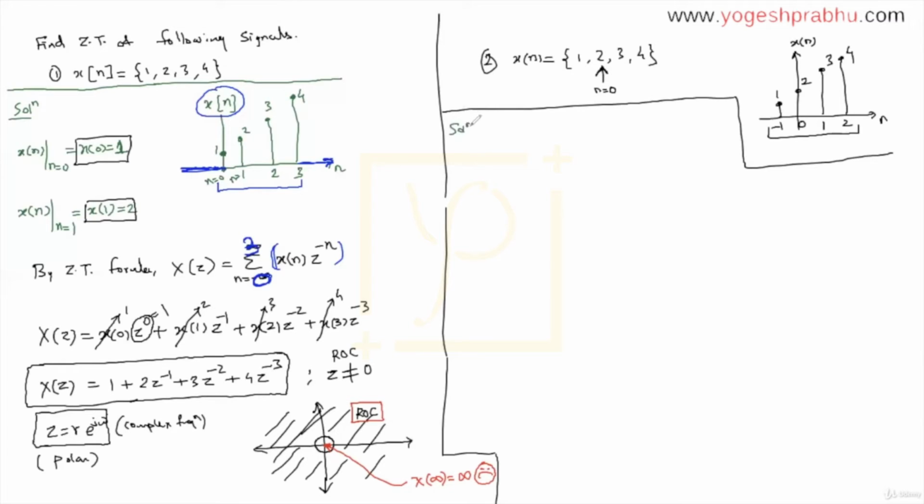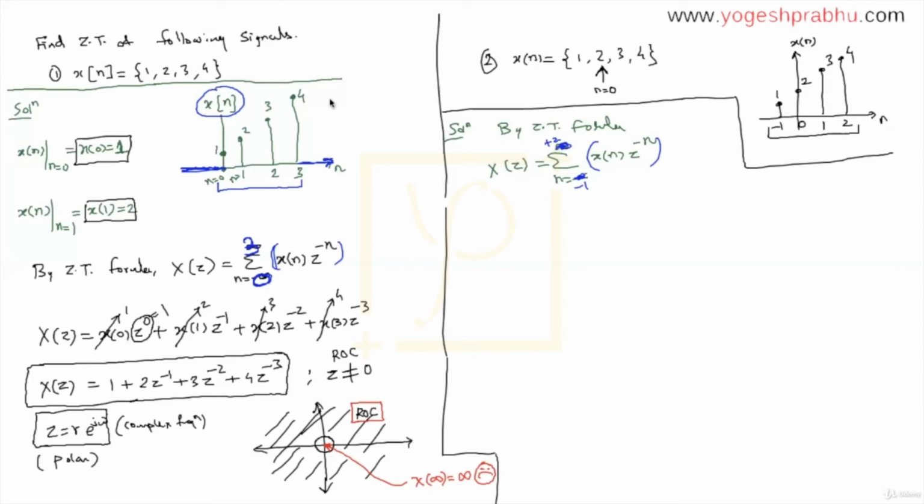The first thing you will do is write down the Z transform formula. By the Z transform formula, this is a standard formula, x of z is equal to the sum of n equal to minus infinity to infinity, x of n z raised to minus n. Now, in the signal that we have here, the n is going from -1 to +2. I hope you get that. And then we'll put these values in this equation and execute the sum as well.